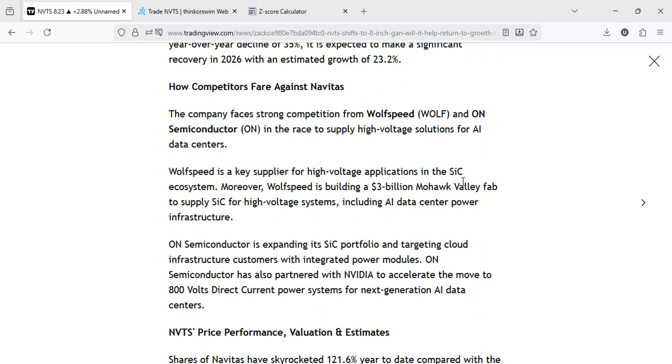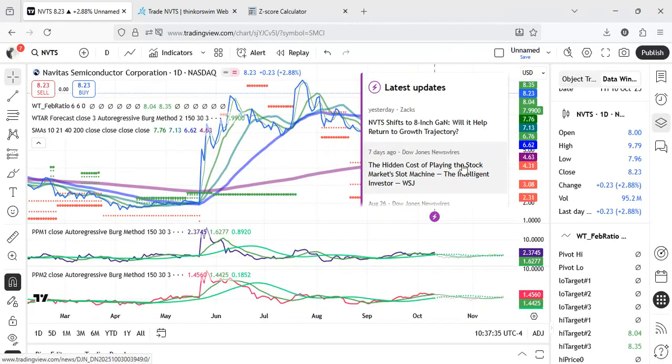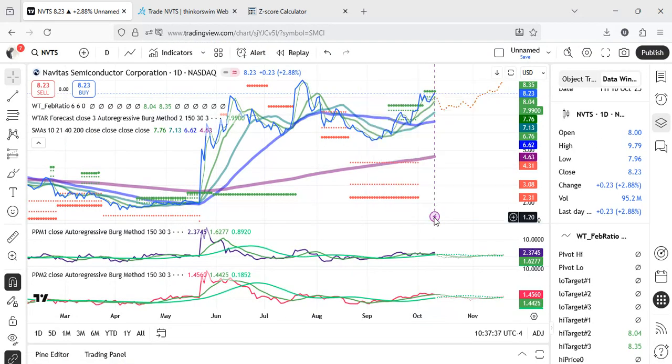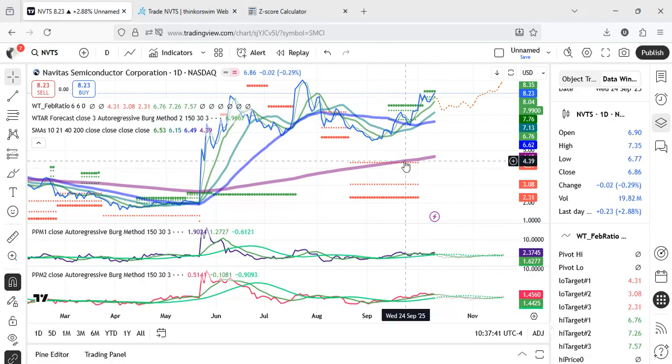Bottom line, NVTS is at a pivotal moment. Its wafer transition strategy and rumored deeper involvement with NVIDIA's AI infrastructure could significantly boost the margins and growth prospects, but execution, competition, and earnings will determine whether this momentum translates into a sustainable uptrend or just another speculative spike.